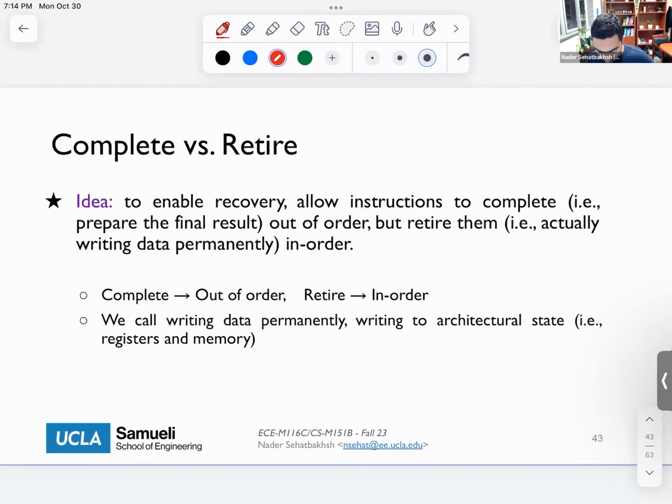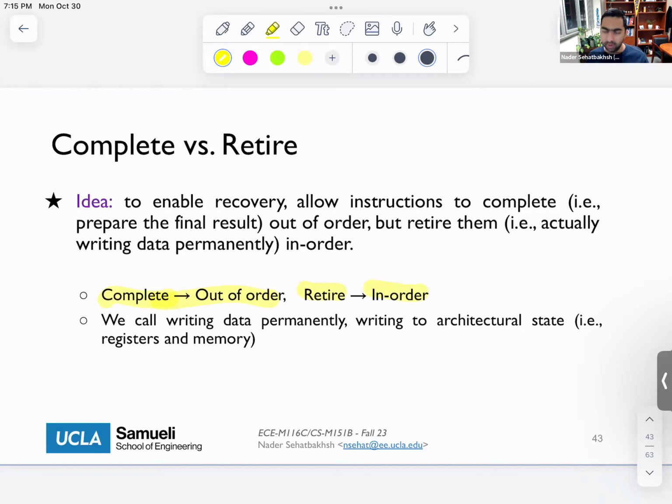So in order to have this ability of recovery, we use this complete versus retire. The fundamental idea is that we're going to allow instructions to complete out of order, but we're going to retire them in order. In other words, we're going to write things permanently into memory, PC, or the register file the same way we did in in-order processors, and we're going to do things in order. So, to summarize, we complete out of order, but we retire in order.